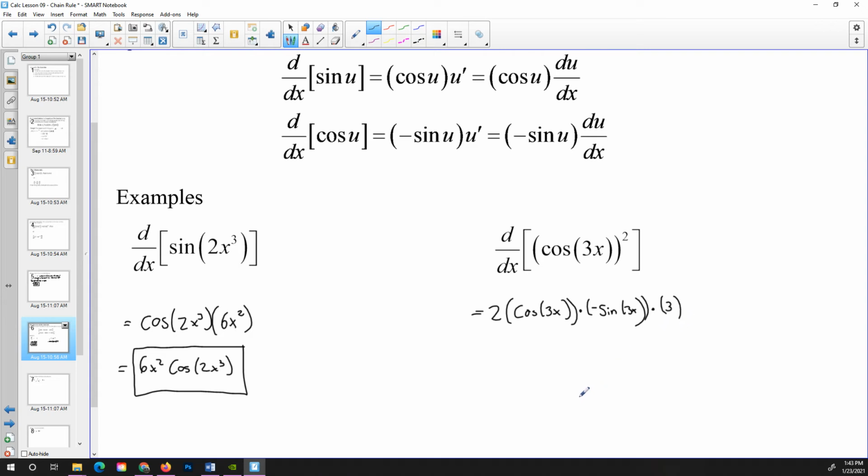Now I would like to simplify this if I can. I've got a negative, I've got a 2 and a 3. So I'm going to write this as negative 6. So negative 1 times 2 times 3 is negative 6. Cosine of 3x times the sine of 3x.